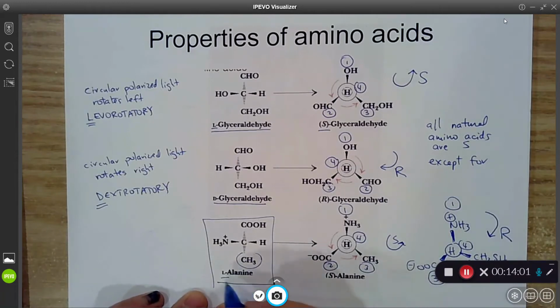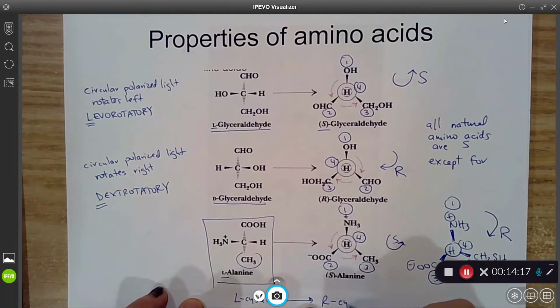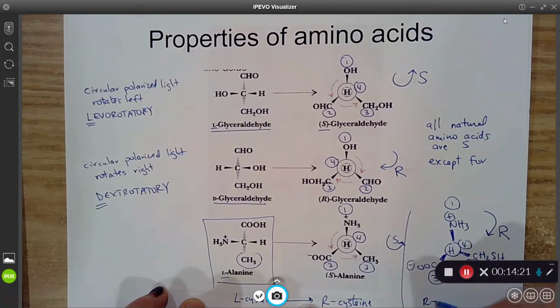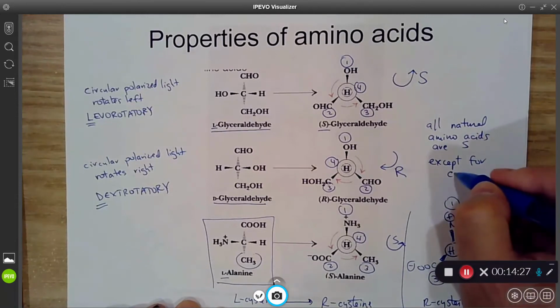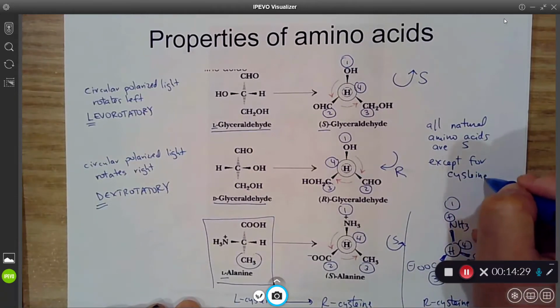So while L-alanine is equal to S-alanine, and all the other L amino acids will equal S, whatever that amino acid is, the exception is that L-cysteine actually equals R-cysteine. Okay, so all natural amino acids are S except for cysteine.